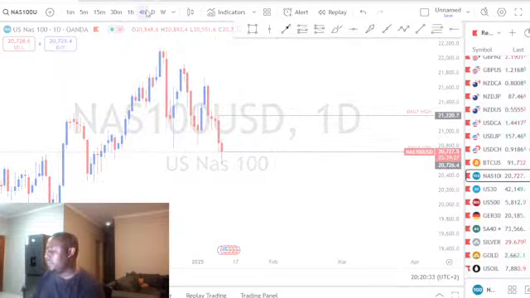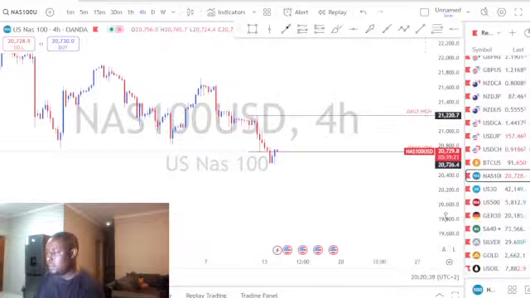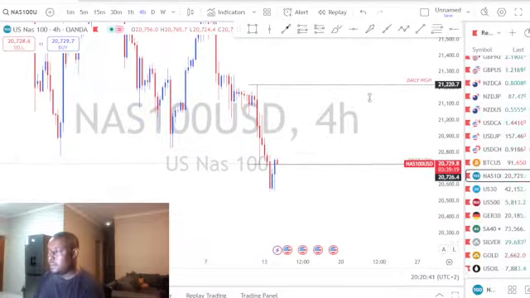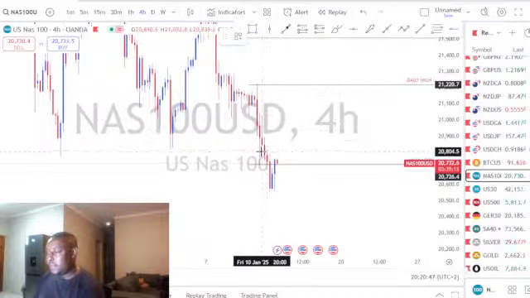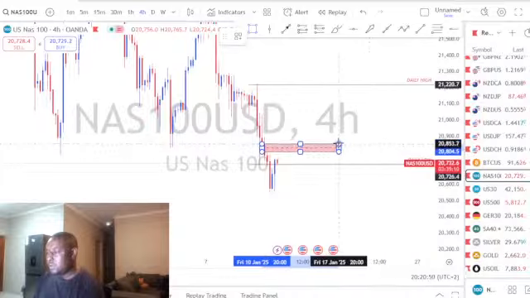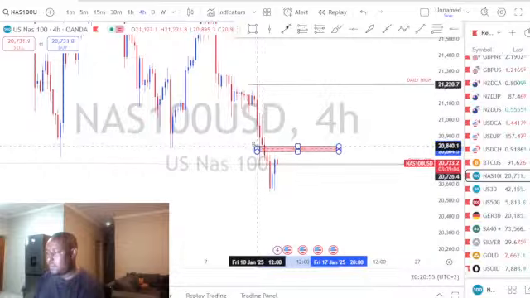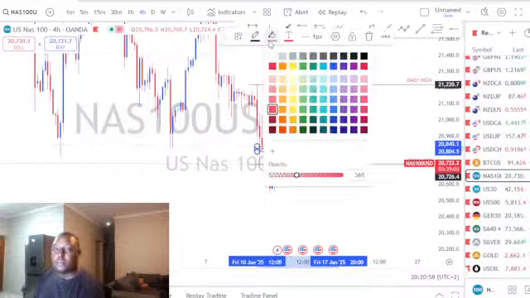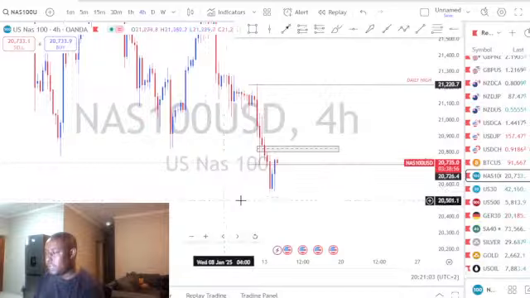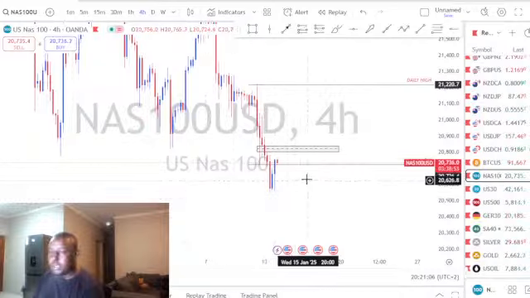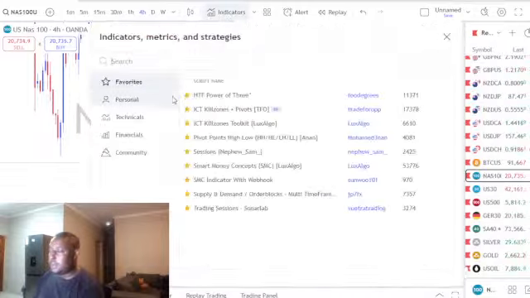Okay. Interesting. Oh, what is this? There is a fair value gap that is of my interest here. That could be a possible target. That's a possible target. Oh, let me add my PM session indicator.